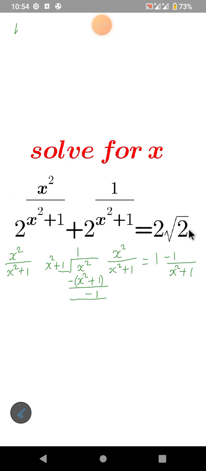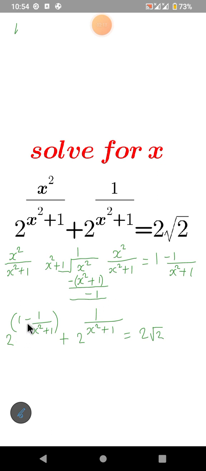So now I'm going to write this original equation again. 2 raised to the power, instead of this, I'm going to write this: raised to the power 1 minus 1 all over x squared plus 1, then close my bracket, plus 2 raised to the power of 1 all over x squared plus 1, all equal to 2 root 2.